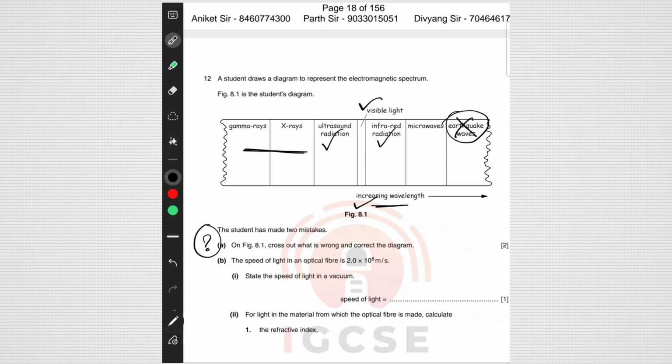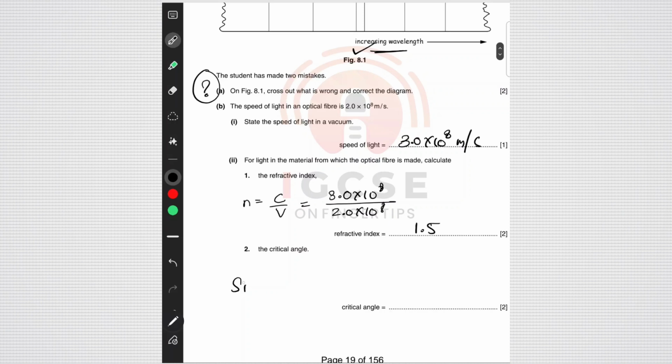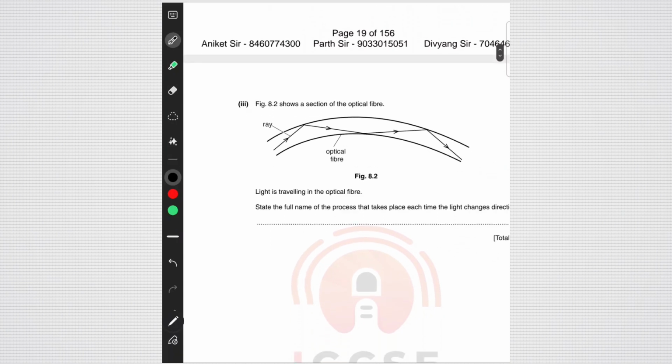Speed of light in an optical fiber is given. The speed of light in vacuum is 3.0 × 10^8 meters per second. For light in the material from which the optical fiber is made, calculate the refractive index. n = c/v, which is 3.0 × 10^8 upon 2.0 × 10^8. This will give you 1.5. Then critical angle is sine inverse of 1 upon 1.5. I know that this is 41.8, or rather 42 degrees. I'll just write it here. You need to show method.